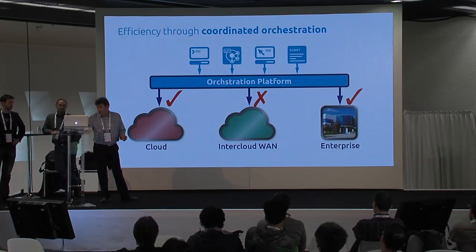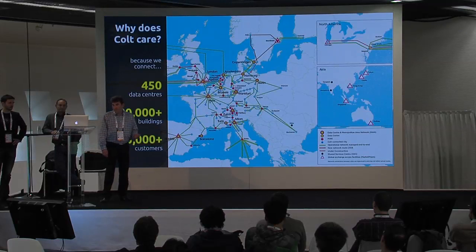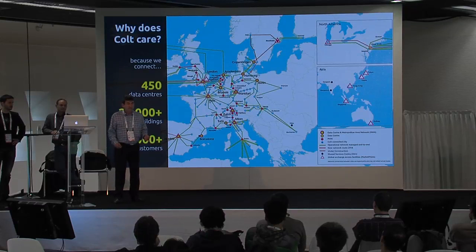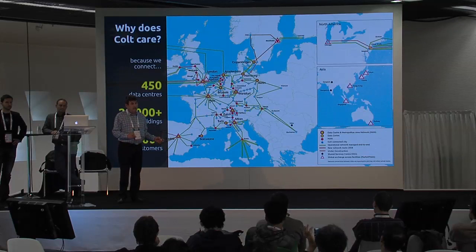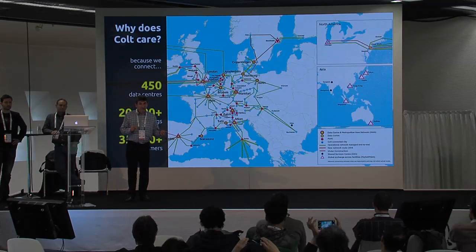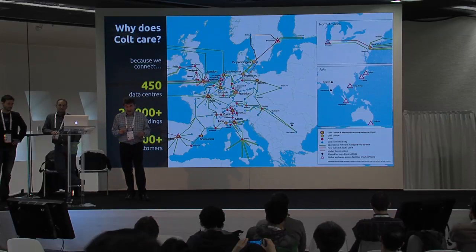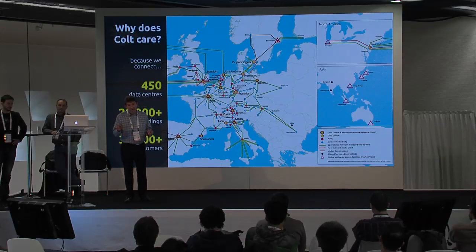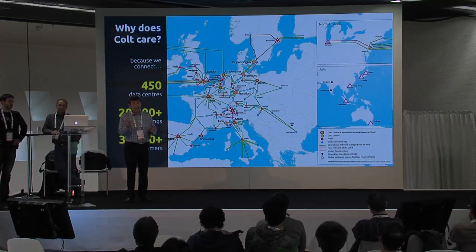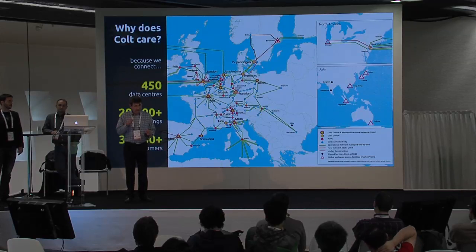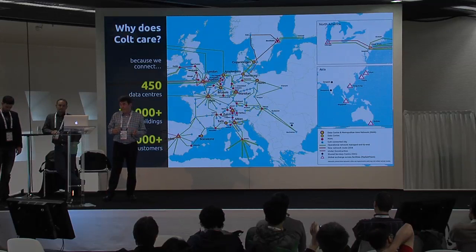Why do we care? Why does Colt care? We actually sit in the middle of a whole bunch of customers, data centers, and buildings. We provide fiber optic connections direct to over 20,000 major buildings in Europe. These are large enterprise buildings in city centers. We also provide those to the 450 or more data centers where people meet cloud services. So if we can sit in the middle of that and make it more efficient for our customers to use these services, then that is good for us and the customer.